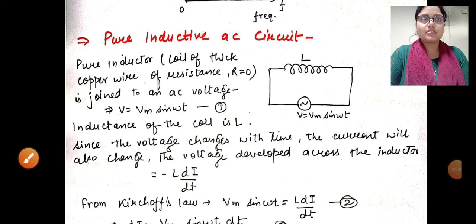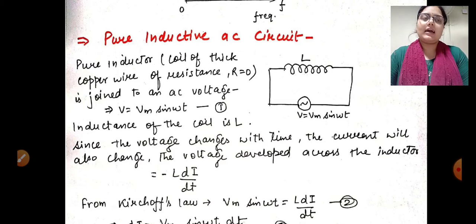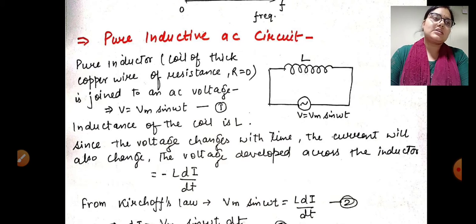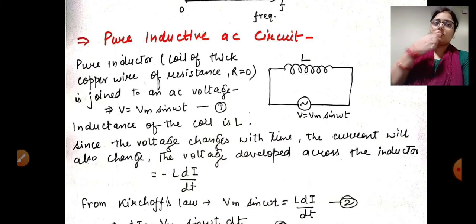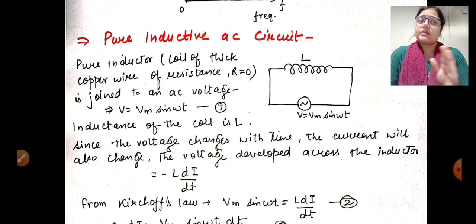Good morning, students. Now, as we have started our chapter number 10, that is alternating current, in that chapter we have started with the important definitions: direct current and alternating current. We have also studied the average value for the complete cycle of the current and the voltage, and the root mean square (RMS) value of current as well as the voltage.